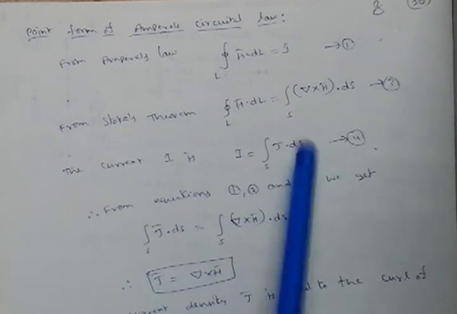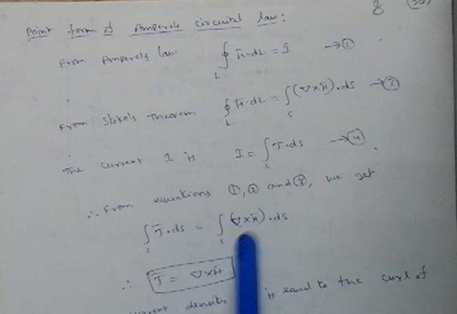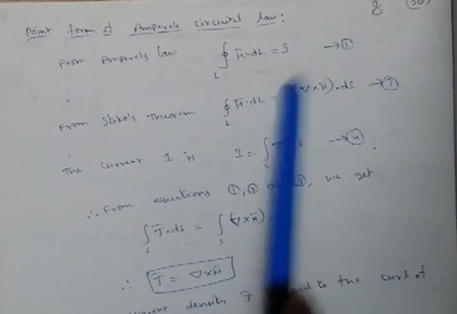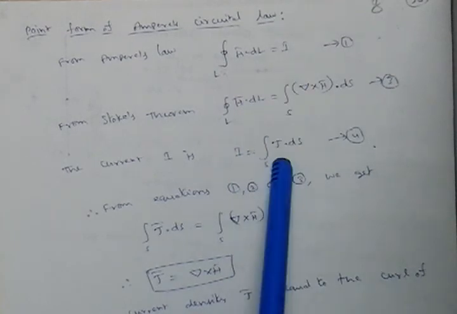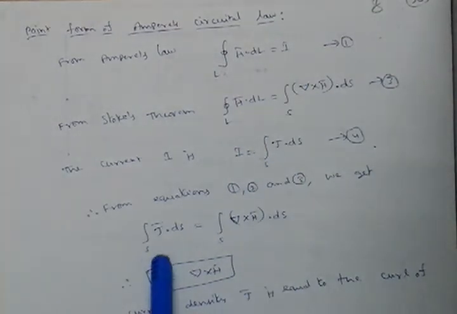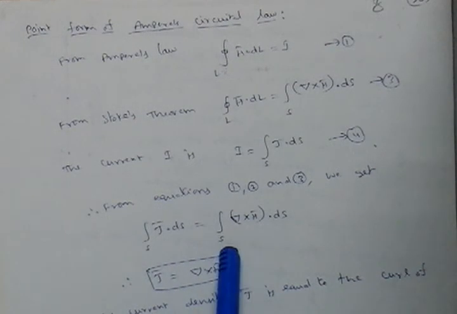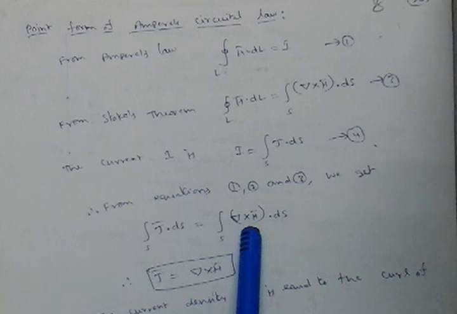Finally, the surface integration of J bar dot ds is equal to the surface integration of del cross H bar dot ds. This del cross H bar can be made equal to this. I is nothing but this. Finally, this is a surface integration and this is also a surface integration, so both can be made equal. This is ds and this is also ds. Finally, J bar is equal to del cross H bar.